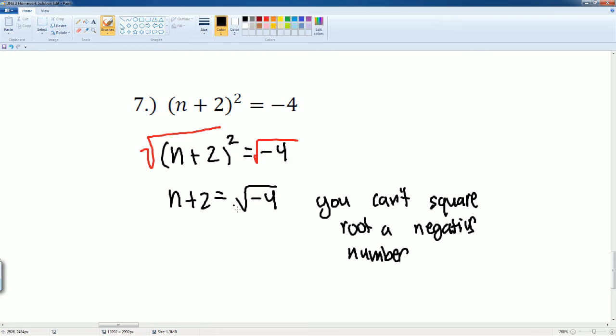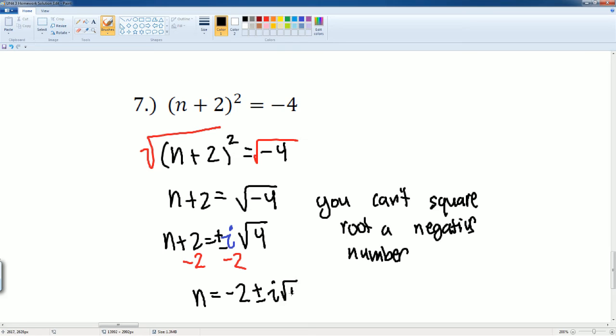So technically, this actually can be broken down into an i radical 4. So you're pulling out a radical -1. Then you can subtract 2, leaving you with n is equal to -2 plus, sorry, forgot the plus and minus. Plus and minus i radical 4. That radical 4 can be broken down into 2. So that's how it would look. Should look like 2i.